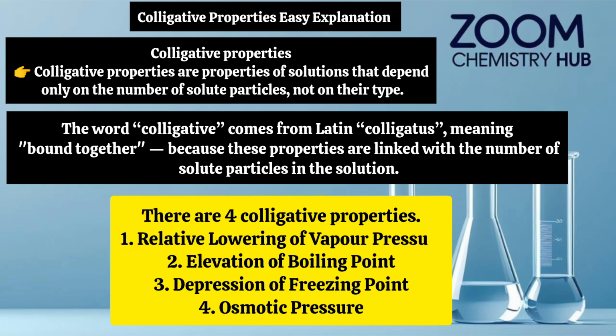There are four types of colligative properties. First, relative lowering of vapor pressure. Second, elevation of boiling point. Third, depression of freezing point. And fourth, osmotic pressure. Let's understand them one by one.